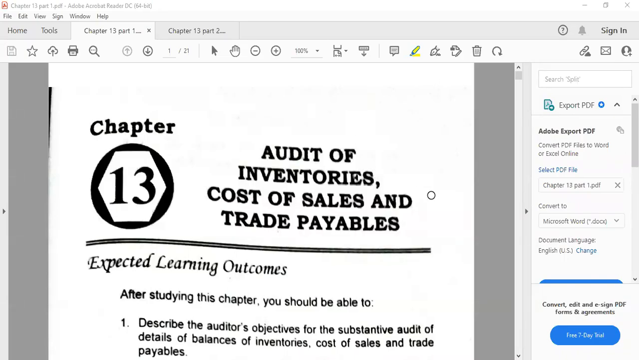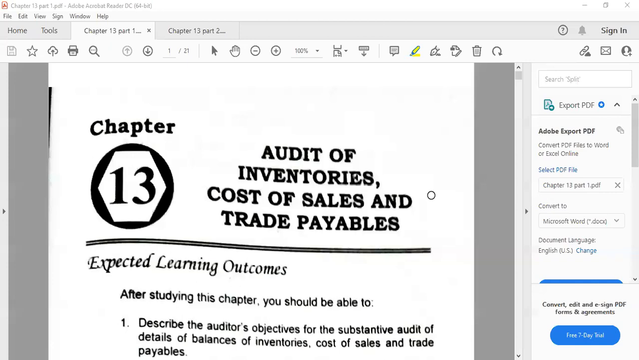Hello, everyone. So in this video, we will be learning the audit of inventories, cost of sales, and trade payables. Now, I understand that you have already learned the computation aspect of inventories, cost of sales, and trade payables in your financial accounting subject. So since this is an audit subject, we will focus on the perspective of the auditor.